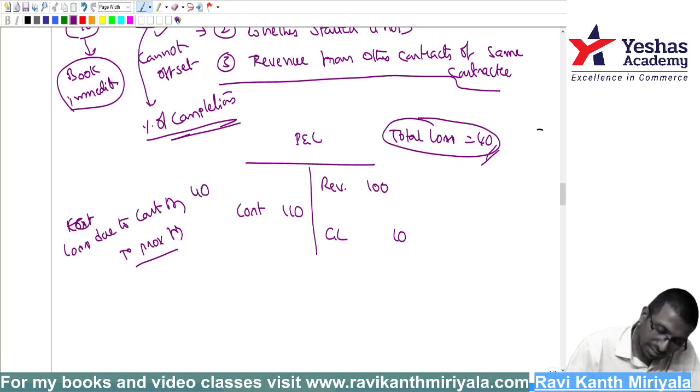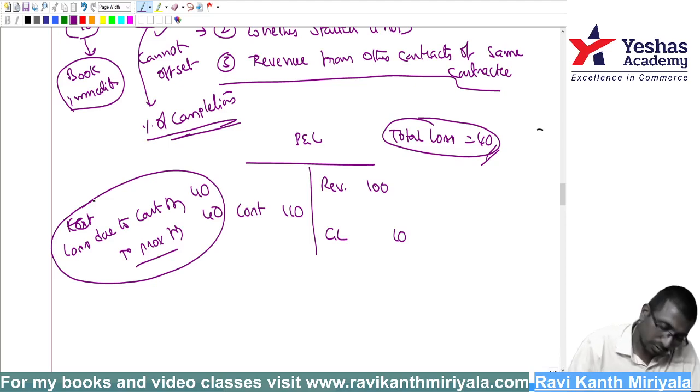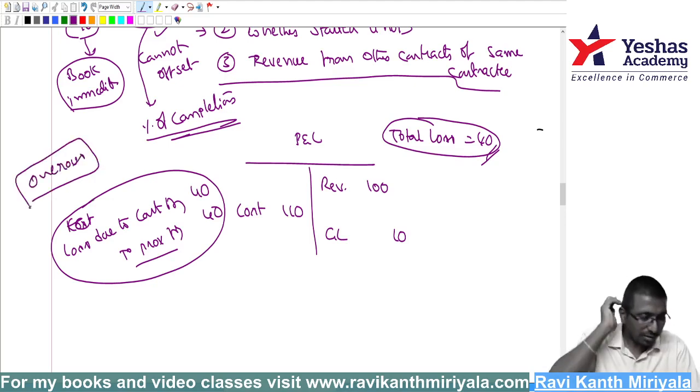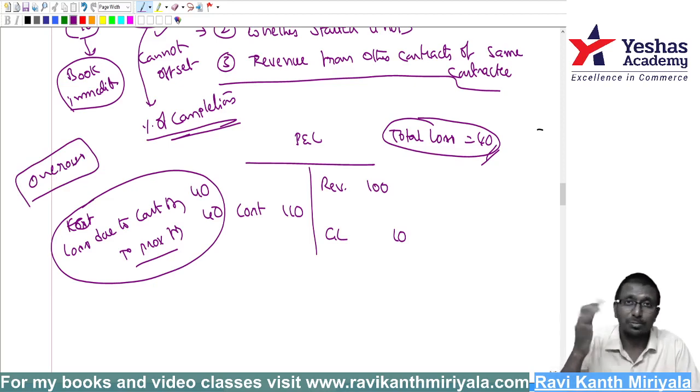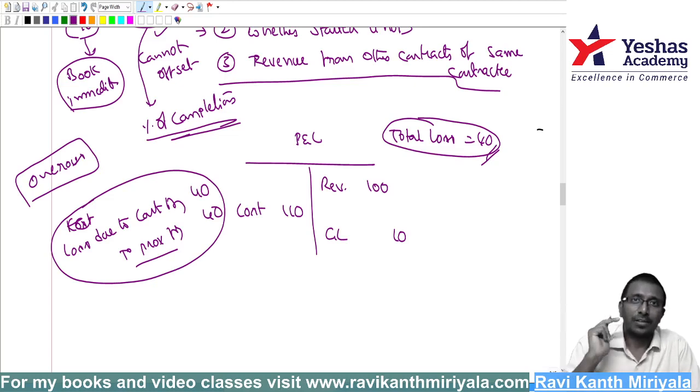Because these are onerous contracts, ONEROUS. These are binding agreements. Generally, construction contracts are binding agreements. You cannot just jump out like that. You cannot say, just because there is a loss, I will not construct. No, you can't say that. That's why you have to bear the loss.